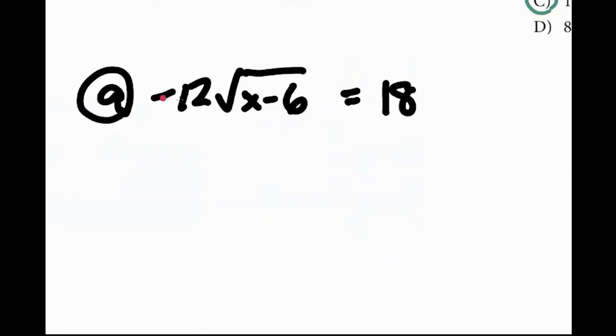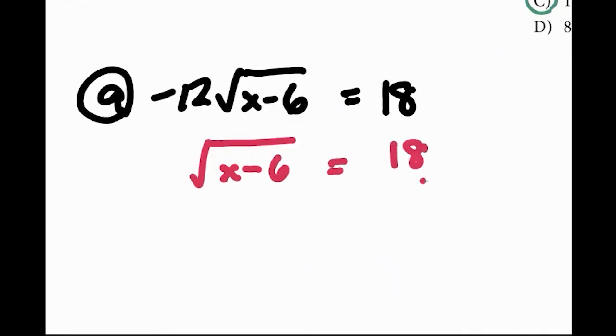So one way you can do it, since it's a square root, you can divide both sides by 12, and you get the square root of x minus 6, and then you're going to get 18 over -12. I know that breaks down. So you can divide the top and the bottom by 6, so it's going to be -3 over 2. You have the square root, and then it's a negative. You can't actually do that.